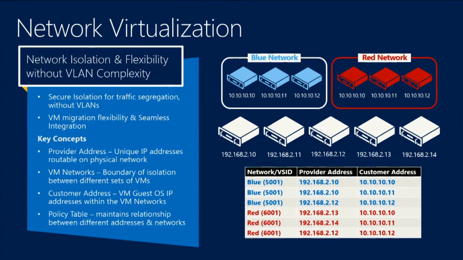But this is where VMM provides an important piece of information. It maintains this policy table that contains information like the network, the virtual subnet ID, so it's the blue network and it has an ID that's attached to that. The provider address where the virtual machine is running. The customer address, the virtual machine's IP. So if I need to know at any time where 10.10.10.10 blue is, VMM will tell me it's on this particular host and it's in this particular virtual subnet.